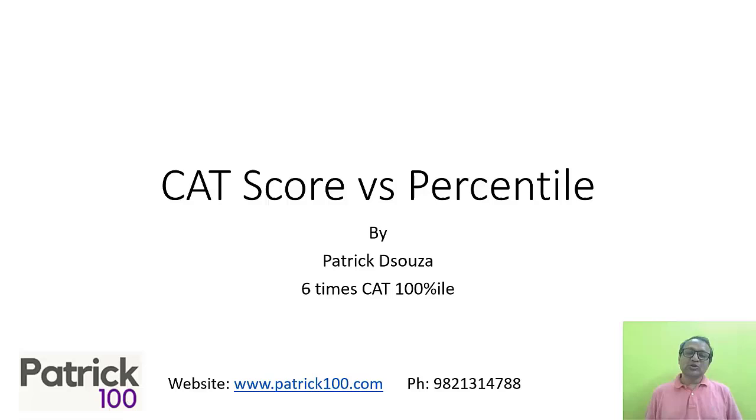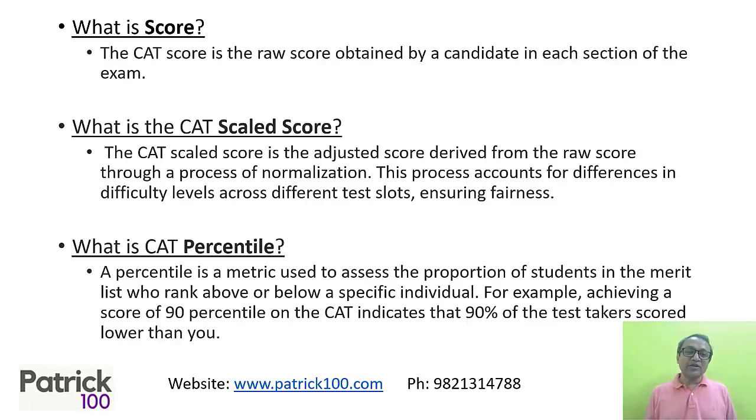Hi, this video is to tell you about CAT score versus percentile. Now, when you say CAT score, there are different kinds of scores: raw score, scale score. So let's try to understand the different concepts of scores and percentile, and try to figure out for CAT 23 what were the different scores and percentiles for different sections, for maths, for verbal, overall, etc. So let's try to understand first score.